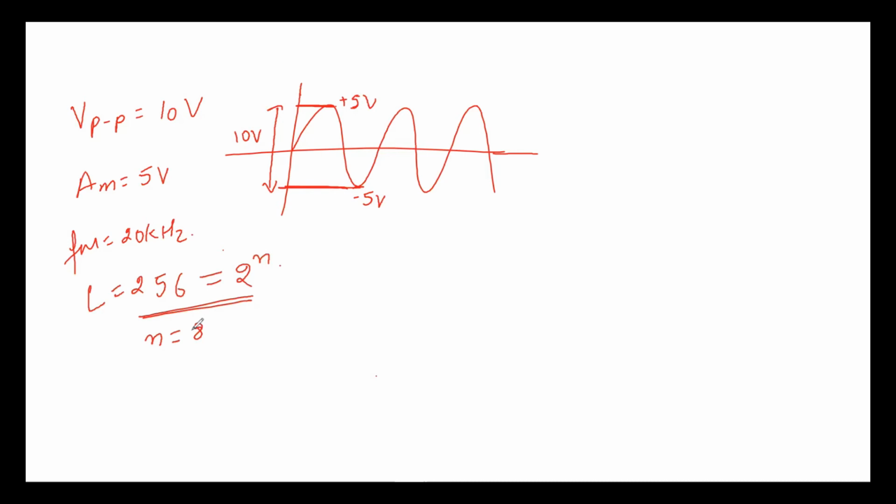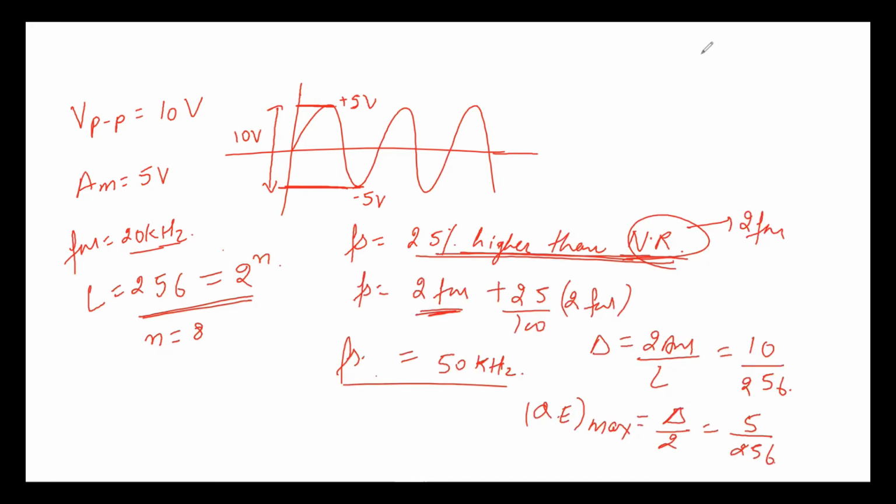Next is sampling rate is 25% higher than Nyquist rate. It means that sampling rate, that is Fs, is 25% higher than 2 fm. Delta will be equal to 10 by 256, and maximum quantization error will be delta by 2, that is 5 by 256.